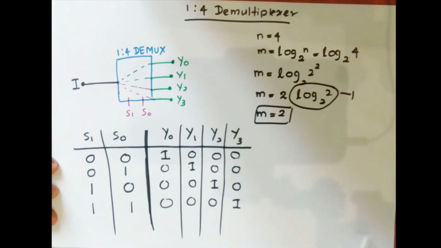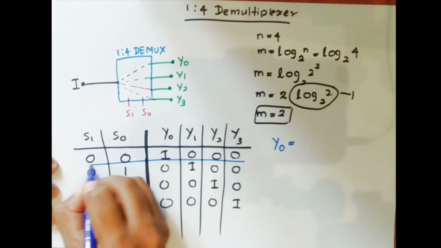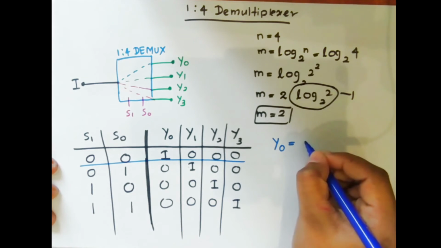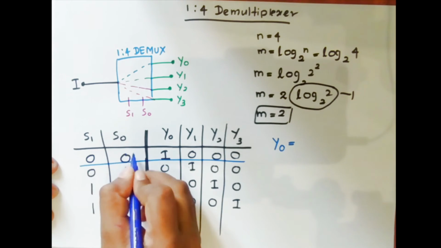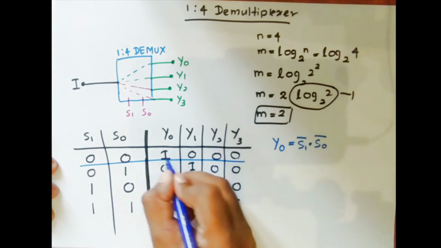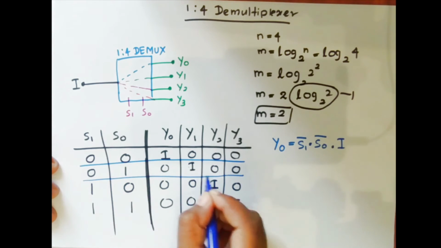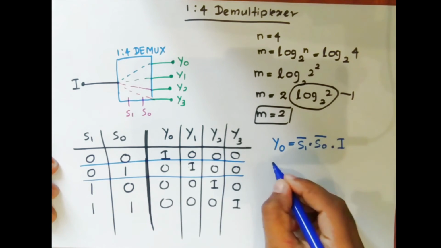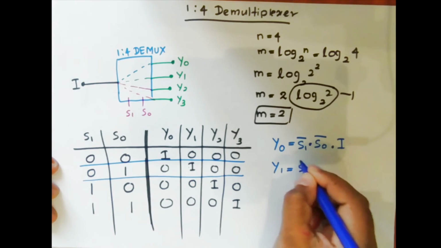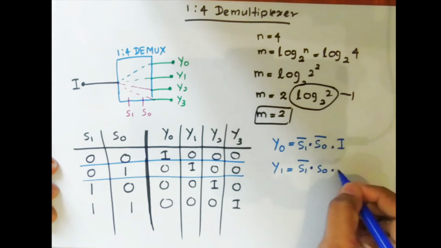Let's take y0. With the first case, we can get the expression for y0. This is a 0 and this is also 0, so S1 bar and S0 bar and I. And in the second case, we can get the expression for y1. Here S1 is 0, so S1 bar, and S0 is 1, so S0 and I.